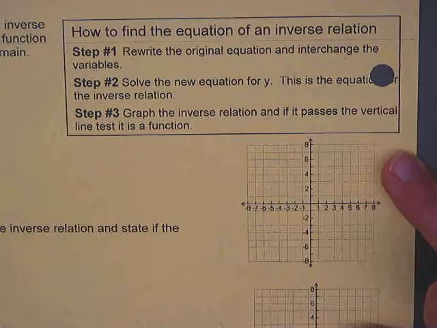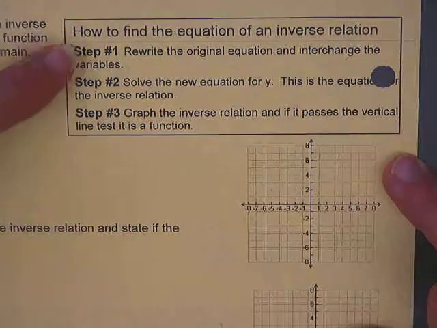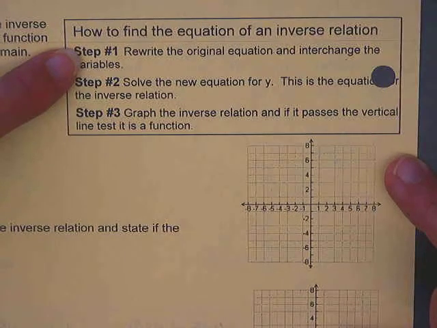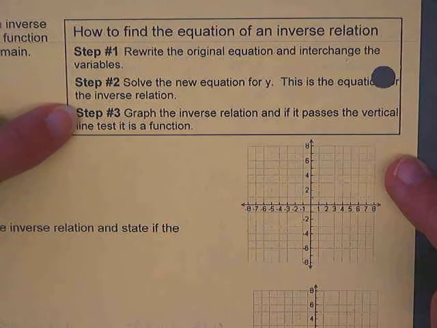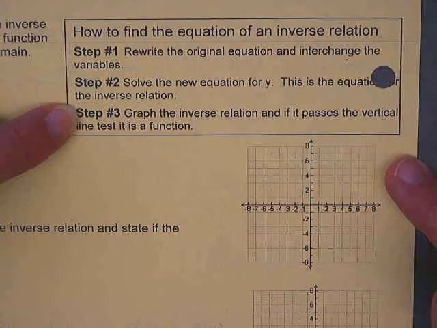On the second page, how do we find the equation of the inverse function? There are 3 steps. You want to rewrite the original equation by switching x and y, interchanging the variables. Second step, solve the new equation for y. And then the third step, graph the inverse and see if it passes the vertical line test.